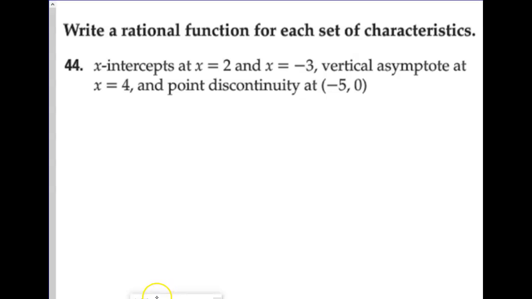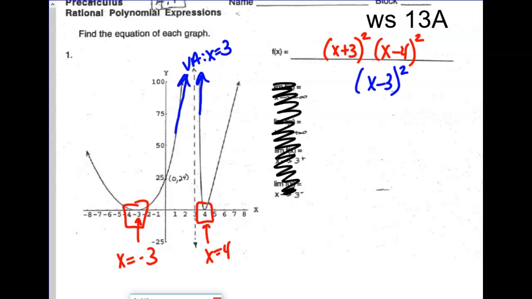I also didn't talk about the fact that there could be a coefficient in front of it. So there's many answers you could have come up with. Whatever you come up with has to meet those 4 criteria that I gave you: those x-intercepts, those vertical asymptotes, and that horizontal asymptote. So there's a lot of answers. I'm not saying the answer I just came up with is the only answer.